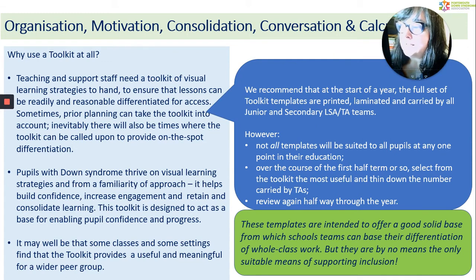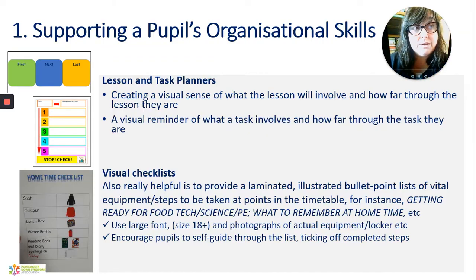Take a look through. It's divided up into 5 separate sections. So the first section looks at organisational skills, toolkits with templates which are designed to enable the pupil with Down syndrome to get a sense of time passing through that lesson, a sense of how those lessons look in terms of the 3 core elements of a lesson, and then breaking each section down into about a 20-minute chunk with a task planner.